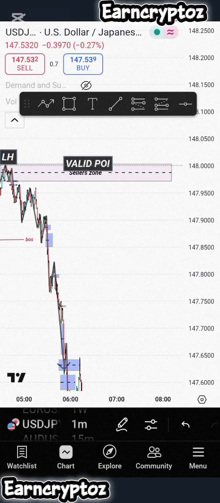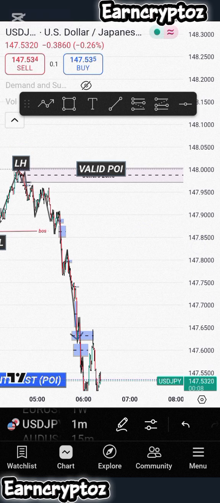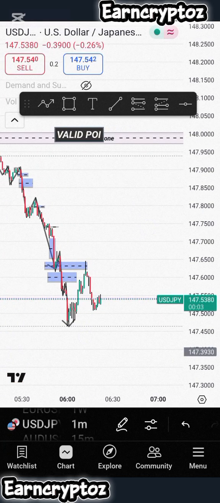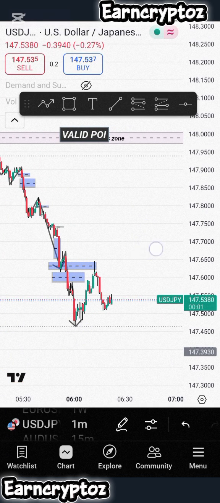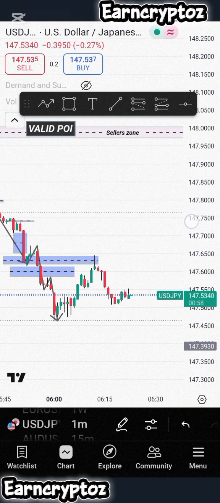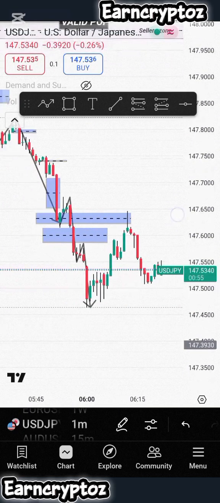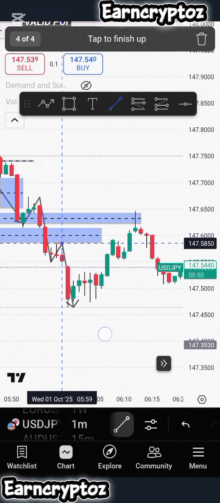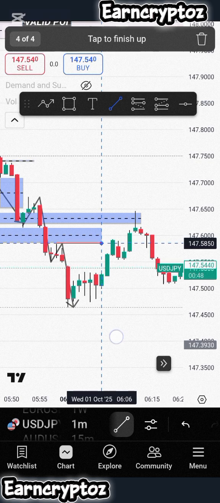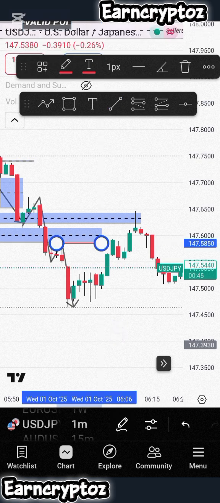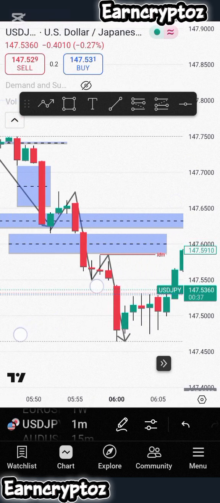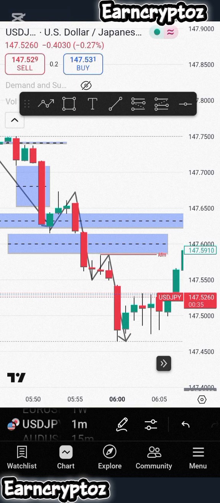So that's the extreme, and it's the most effective compared to the first valid zone. So how do we know the first valid zone? For the first valid zone, immediately the inducement has been taken out. You can see this is our inducement right here. This is inducement right here.